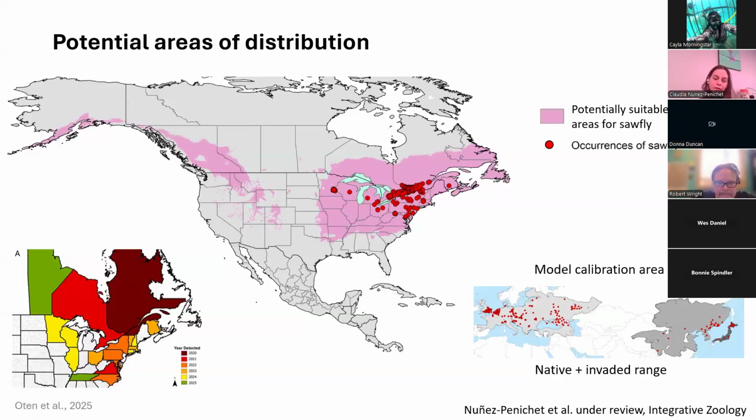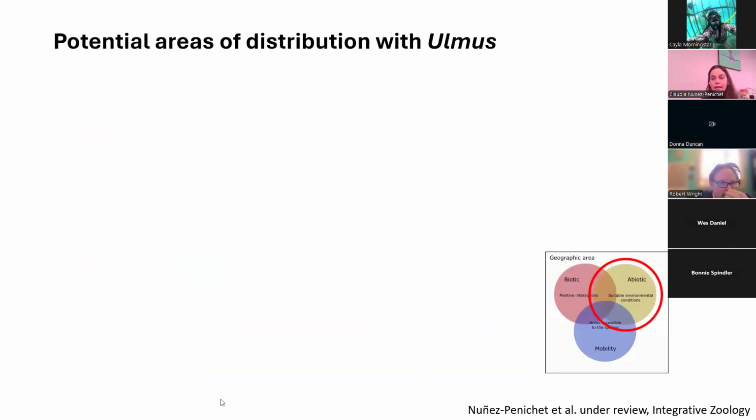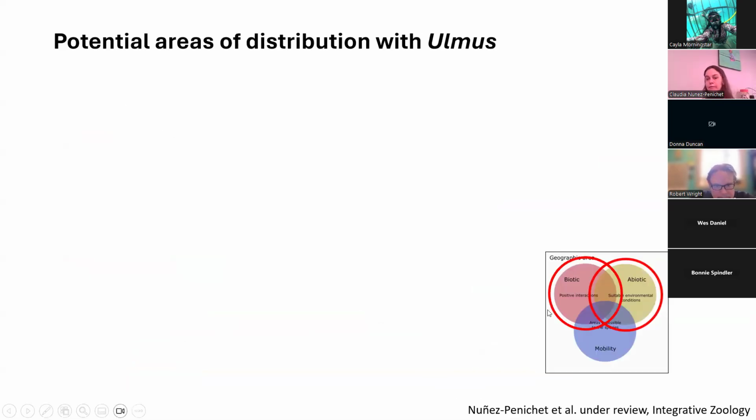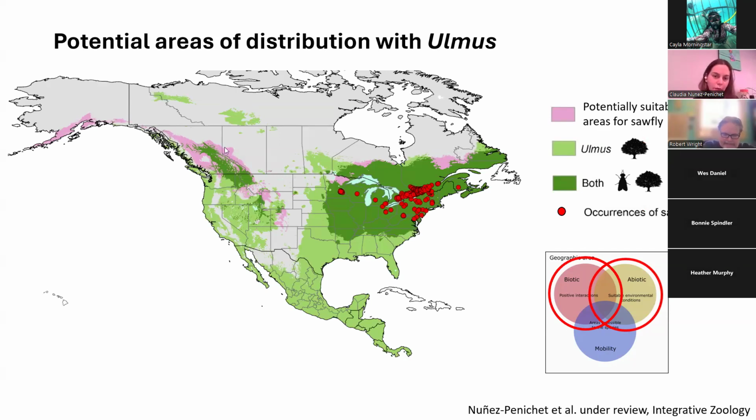As I mentioned before, this is only the sawfly, but we also included Ulmus species. And here are all the occurrences that we used for creating the models of Ulmus in North America. In this case, by including the Ulmus distribution, we are not only taking into consideration the abiotic conditions that I have mentioned before, but we are also including some of the biotic factors, because Ulmus is the host plant of this species as well. So considering those results, this is what we got.